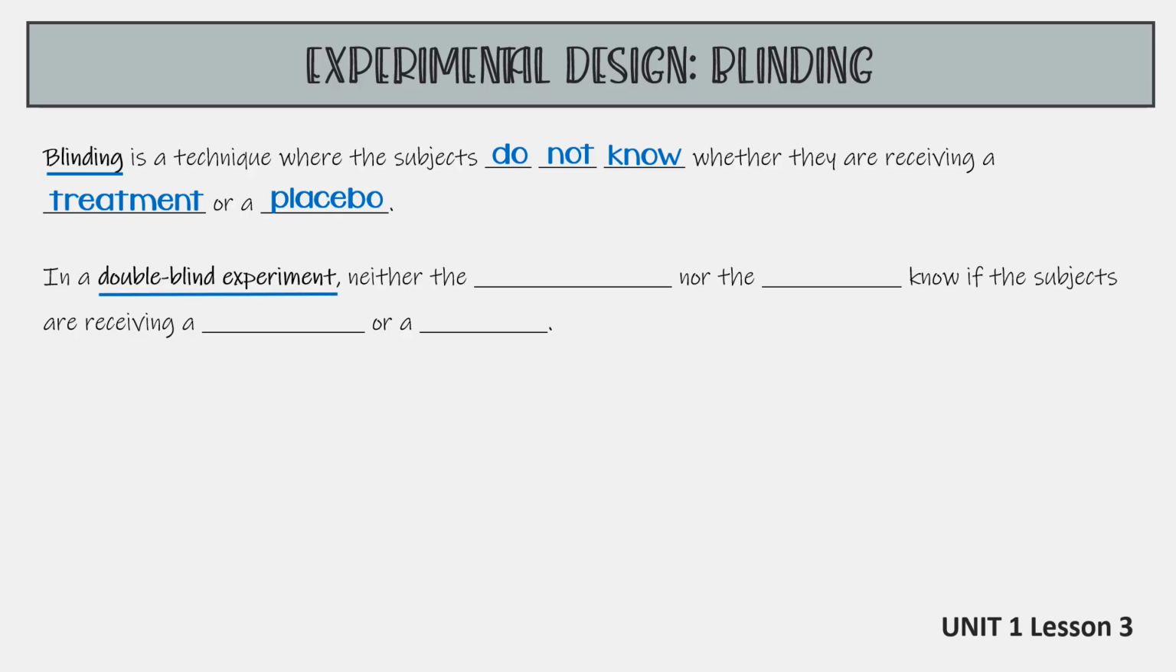In a double-blind experiment, neither the experimenter nor the subjects know if the subjects are receiving a treatment or a placebo. So if the doctor also didn't know which group we were in, that would be a double-blind experiment.